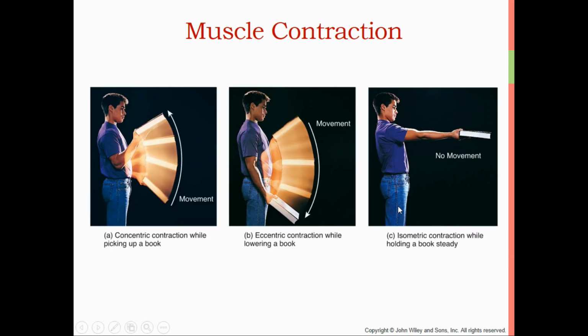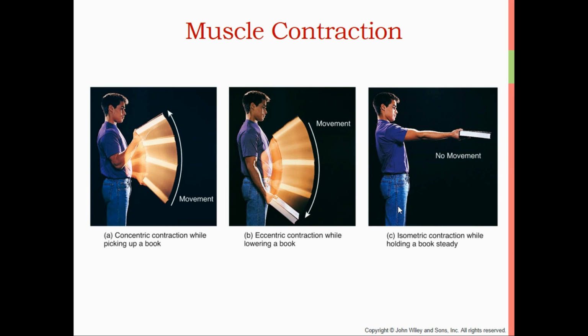All right, so we have different kinds. Concentric contraction while picking up a book. So that muscle's getting shorter. That would be an example of an isotonic. Eccentric contraction while lowering the book. So you're using gravity to help you stretch the muscle. And also another example would be doing a negative.